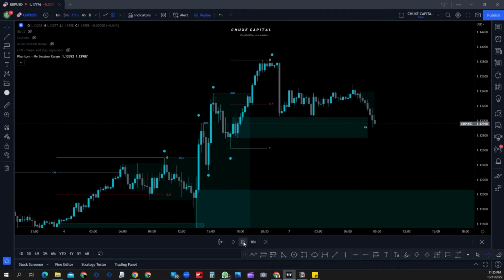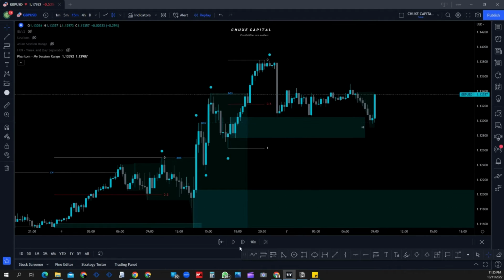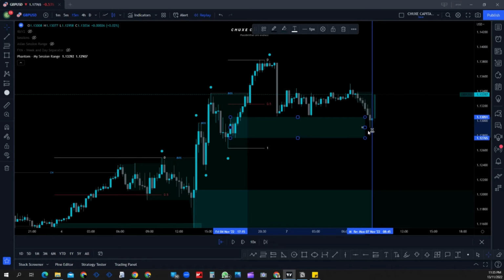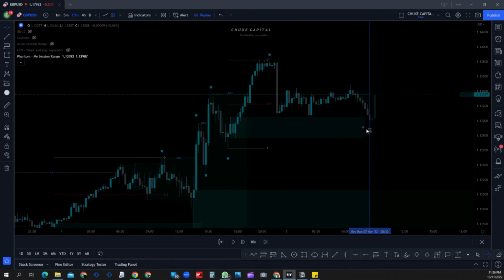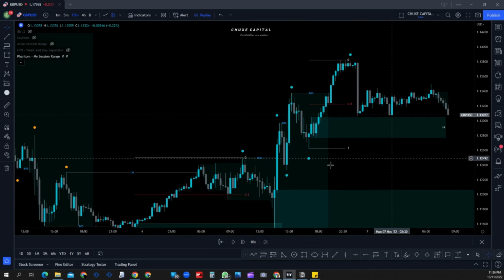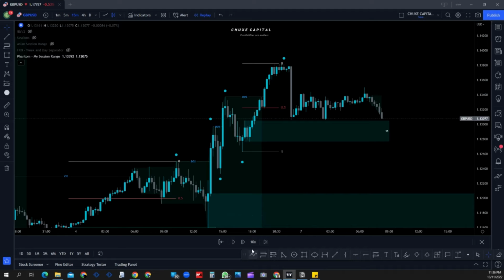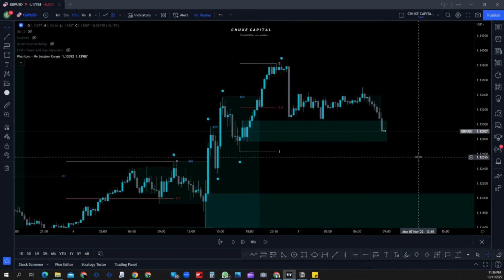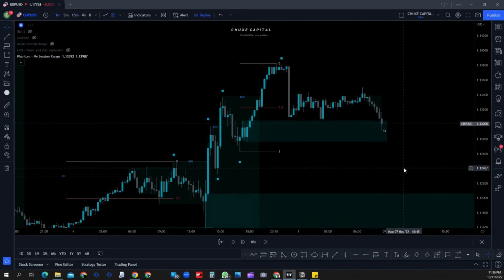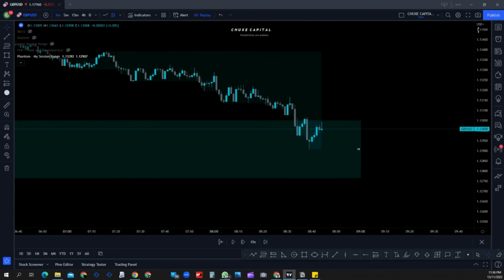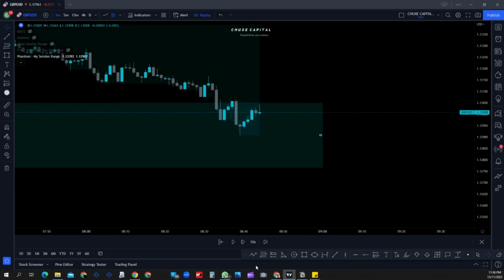Price now has tapped into it. So at this point, just a tap, tapped in. We then drop down to the 1 minute. So we are currently in our window of trading.